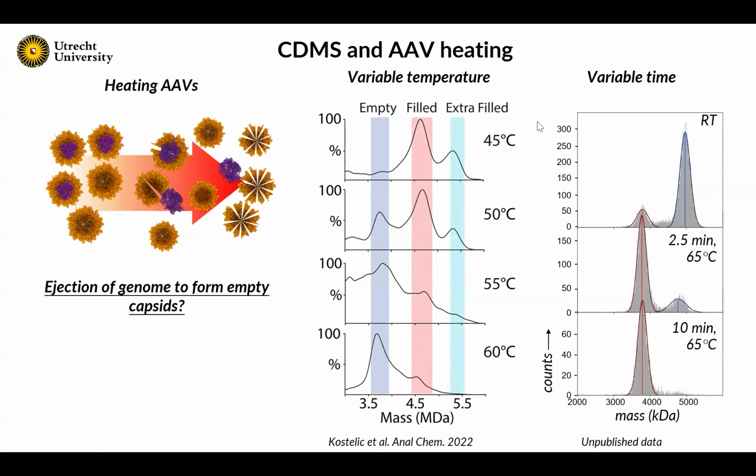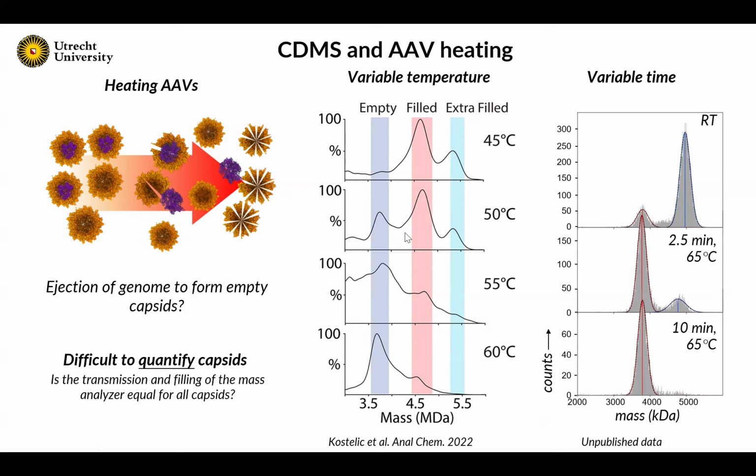So both of these experiments, using charge detection mass spectrometry, really support the idea that what we see is empty or filled capsids that release their genome, that eject their genome, and that we are then left behind with empty capsids that we start detecting. So CDMS really works well.